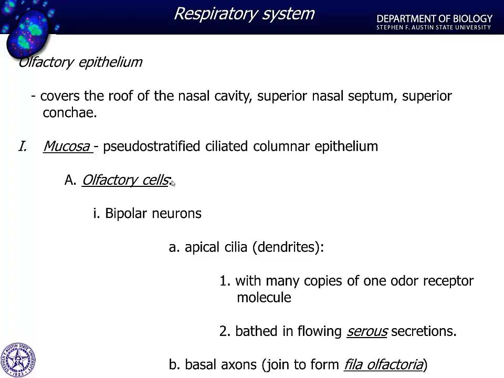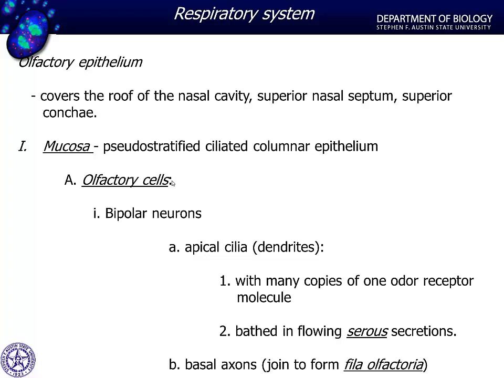Now, the mucosa is going to be divided into a couple of different cells. We first have our olfactory cells, and these are going to be partly bipolar neurons. And we're going to have this apical cilia, which are the dendrites, and the basal axons that are going to send the stimuli to other axons. And it's actually these basal axons that make up the olfactory nerve proper.